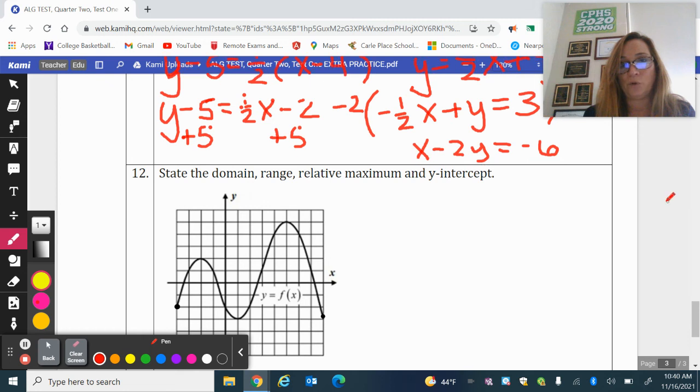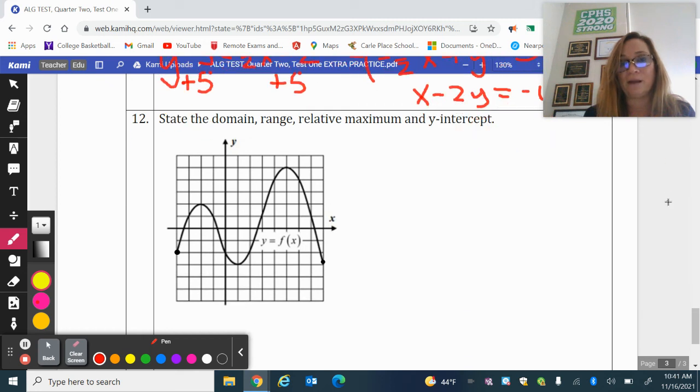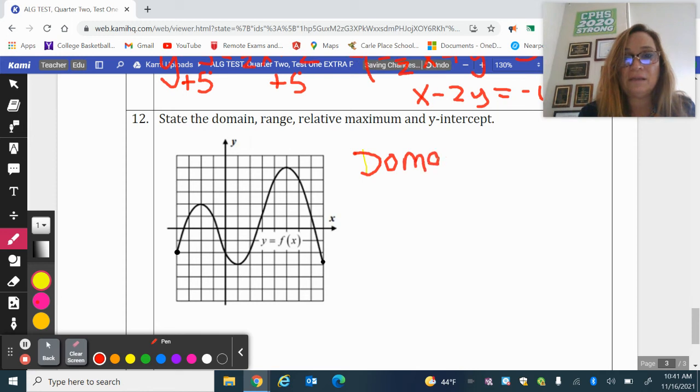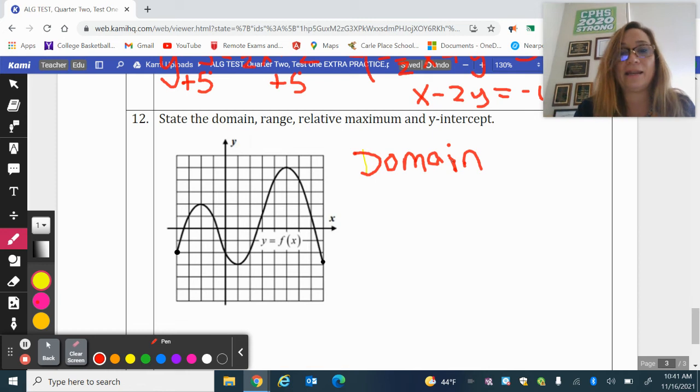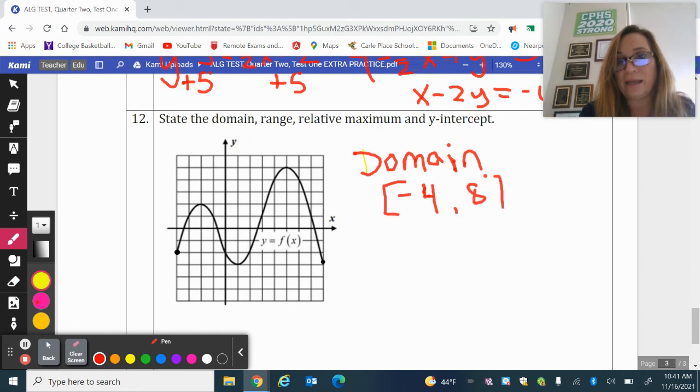All right, state the domain, range, relative max, and y-intercept. Okay, so domain is going to be from left to right. That's so weird why it's writing like that. I don't know. So if I go all the way to the left, -1, -2, -3, -4. And if I go all the way to the right, 1, 2, 3, 4, 5, 6, 7, 8. And they're both going to be square brackets because they're both closed endpoints.